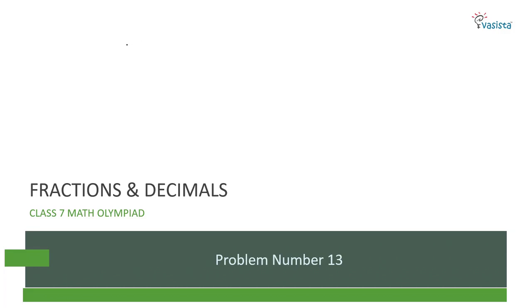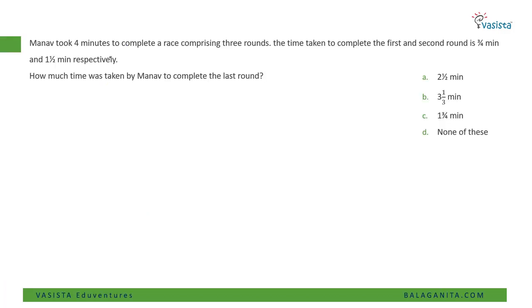This is the 13th problem. Let me solve. Manav took 4 minutes to complete a race comprising 3 rounds. Right? So for the whole journey, those 3 rounds, he is going to take 4 minutes. 4 minutes is going to take to complete 3 rounds.